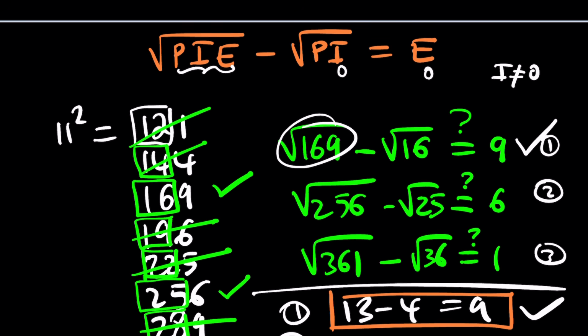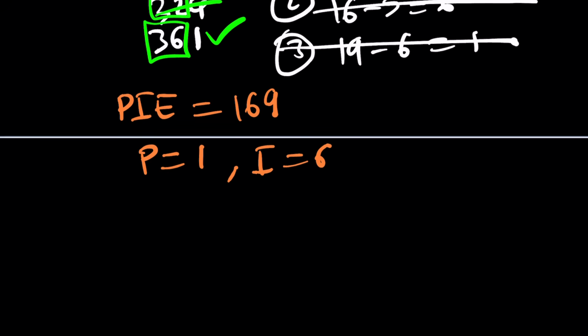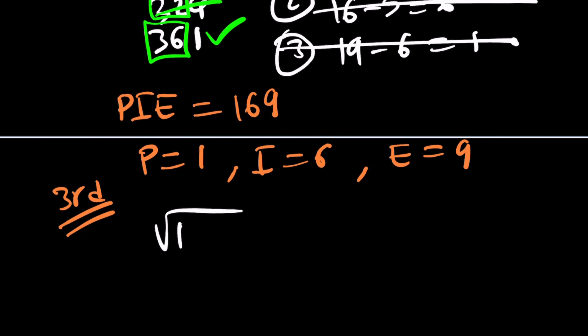If you're wondering, because PIE is 169, if you really want to write the solution, P equals 1, I equals 6, and E equals 9. And that will be the unique solution. Okay, let's look at the third method, which is very similar to the second one, by the way. First method is brute force. You don't want that, but at least we tried. With the third method, we're going to look at the following.